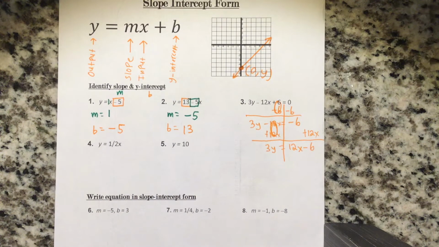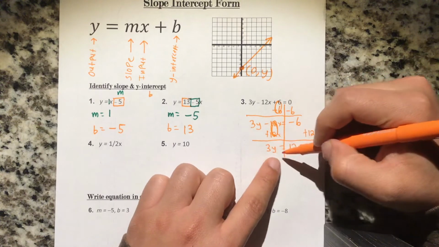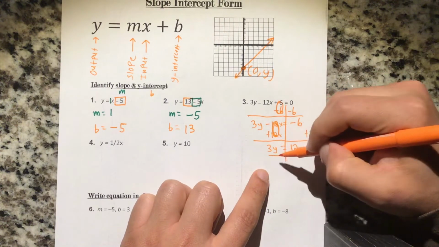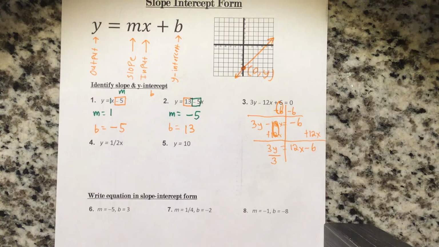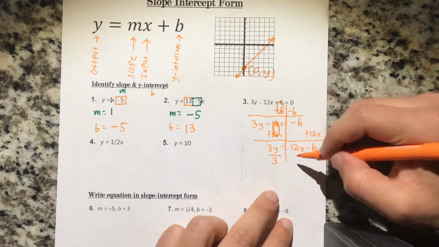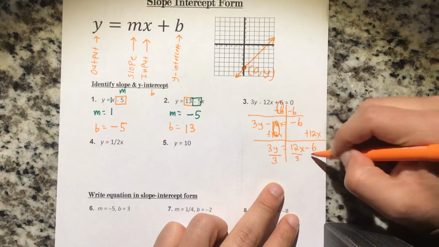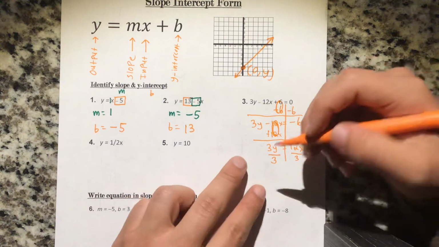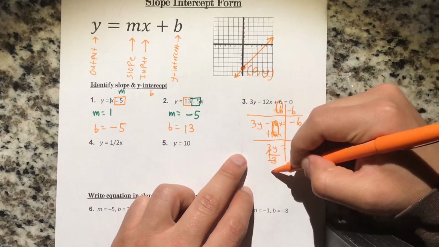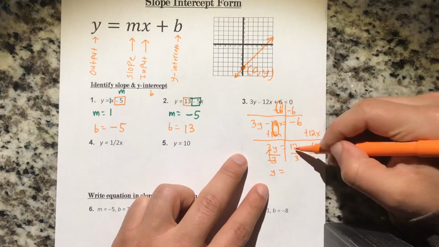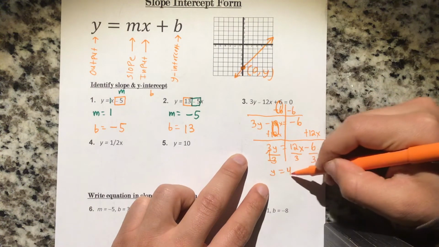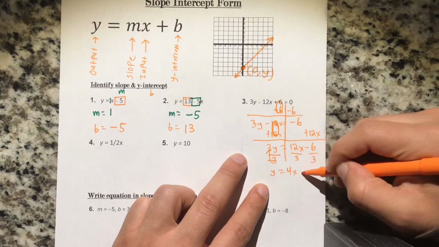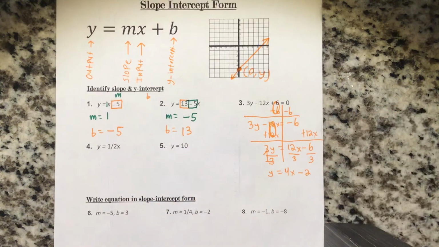And now we need the y by itself, last step. So I have 3 times y here. I need to undo that. So I'm gonna divide the left side by 3. What I do to one side, I do to the other. But here we have to remember, I need to divide everything by 3 on the right side, okay? So the 12x and the negative 6. Now, when I do that, I get a value of 1y. So I get y equals 12 divided by 3, I get 4x. Negative 6 divided by 3, I get negative 2, okay?